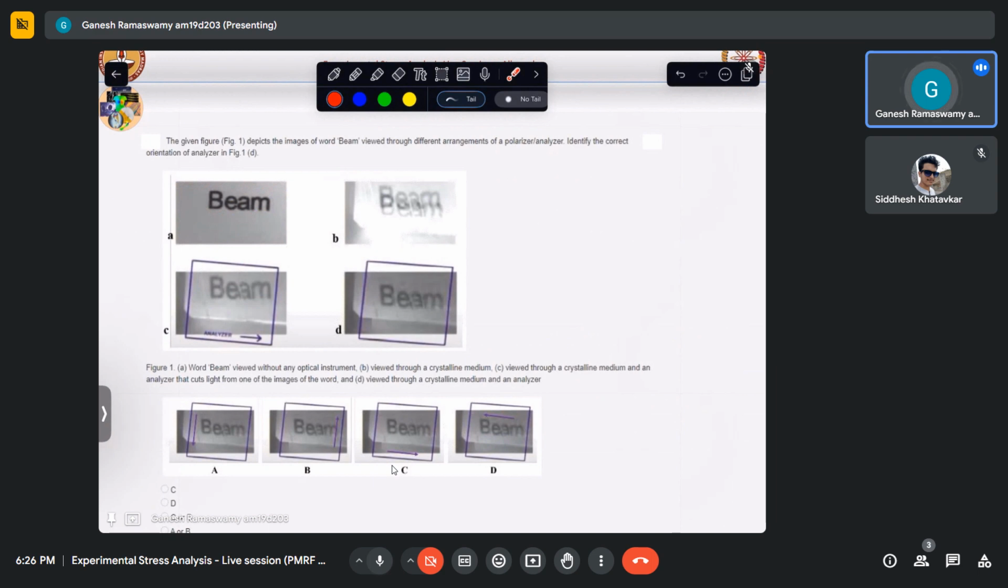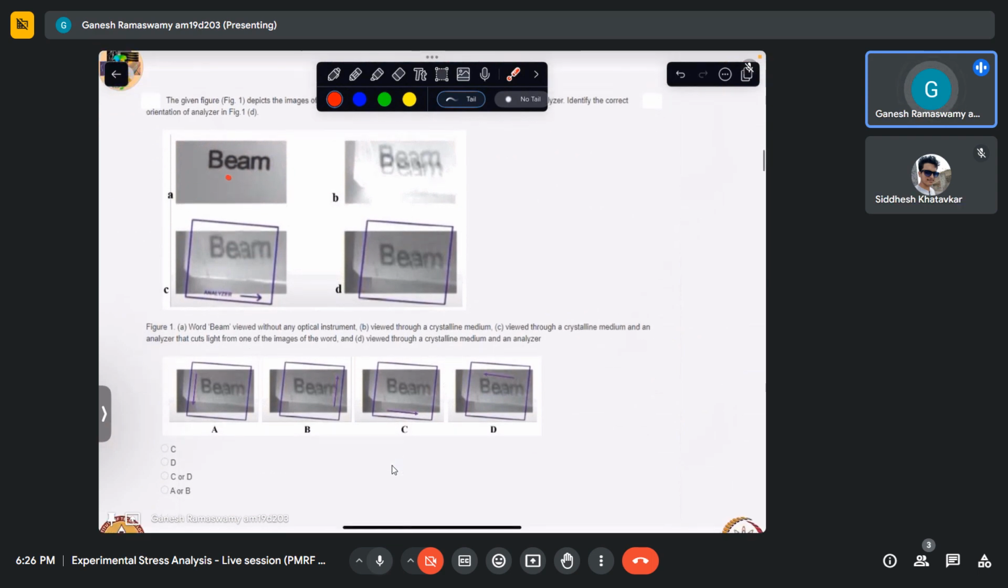So, essentially, we will be seeing two images, which is what we see here. And by virtue of both being mutually perpendicular, we can easily cut one of them out by placing a polarizer perpendicular to that, which is what we saw in the first question as well. So, it just says identify the correct orientation of the analyzer in figure 1.